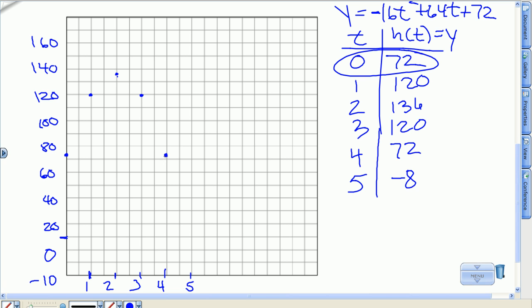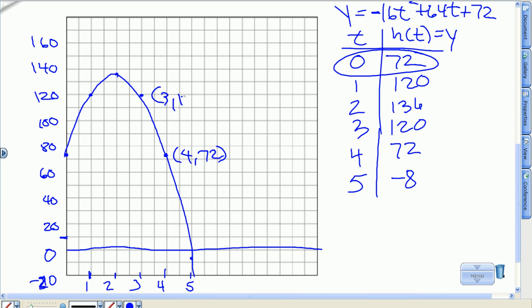Let's see, 4, follow it up to 72 here, and then 5 is negative 8, so that's going to be, this would actually be negative 20 if I did it accurately, so let's fix that. Negative 8 is probably about right here. Okay, and keep in mind this is where the Earth is. That's the ground. On accident, I drew a little hill. Alright, so we draw our graph. Boom, boom. That's the flight of our rocket. And we can label these points: 4, 72, 3, 120, 2, 136, 1, 120, and 0, 72.